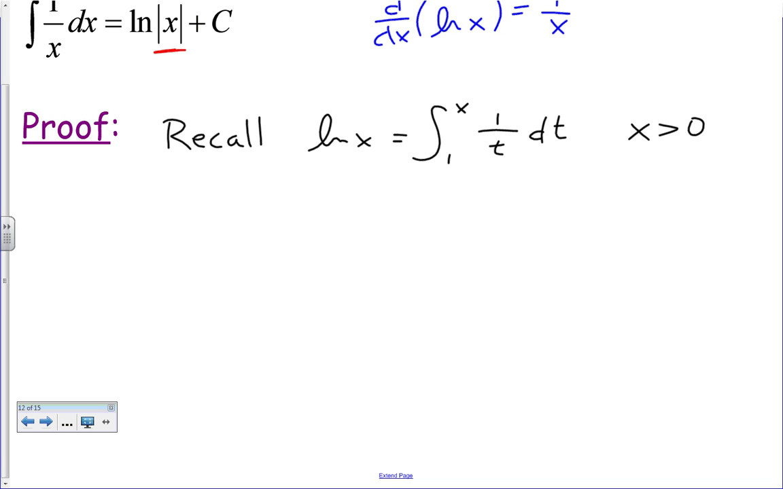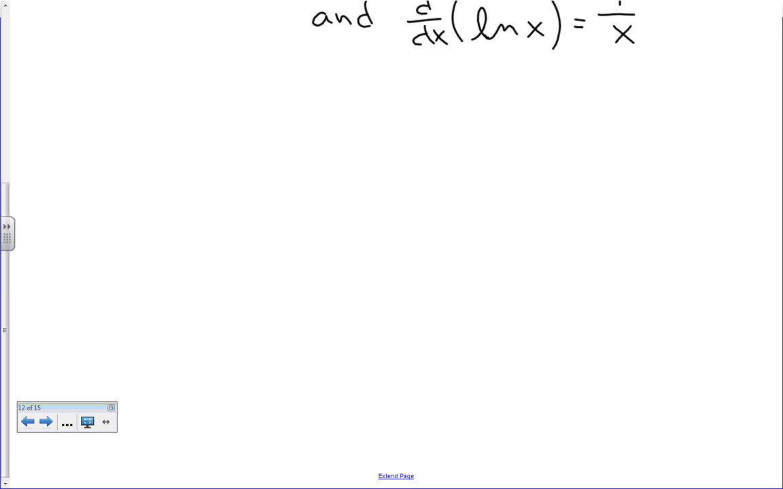And so, from the second form of the fundamental theorem of calculus, the derivative of an integral form, we were able to conclude that the derivative of this ln of x function is equal to the following: take the function 1 over t, substitute in the upper bound, so it's 1 over x, and then multiply by the derivative of the upper bound, which of course is 1. So that's what we learned in the first half. We're going to use that here to help us prove this, but we're actually going to have to break this up into two cases.